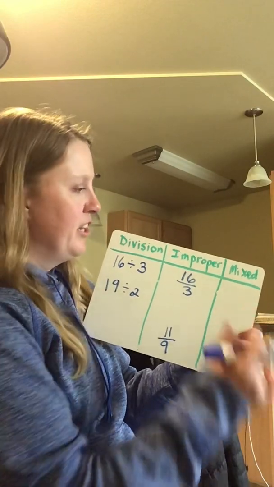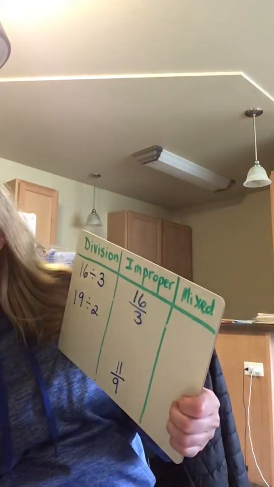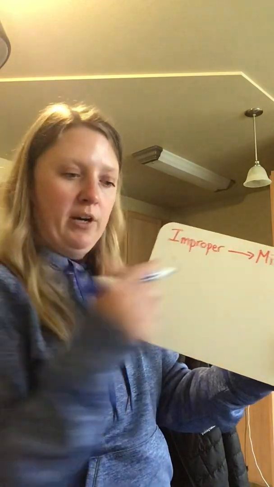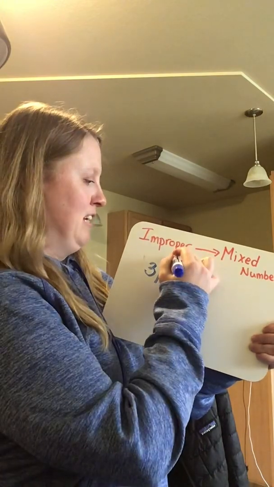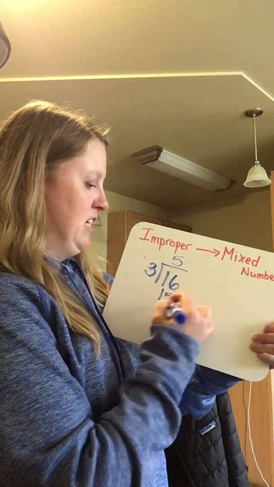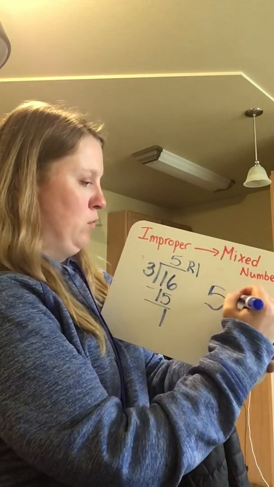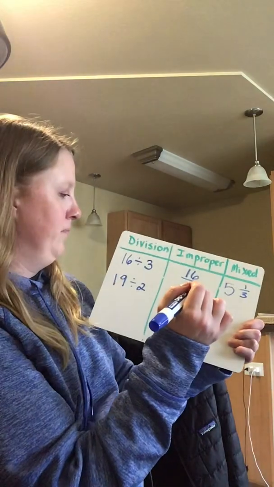So that's super easy. So then to turn it into a mixed number, we're going to set it up like we did on this. We're going to use that long division. So I'm going to put 16 divided by 3. 3 can go into 16 5 times, which makes 15. Subtract, 1. Okay, so then we take that, 5, 1, 3. So then that is what we would put in the mixed number column, 5 1/3, okay?